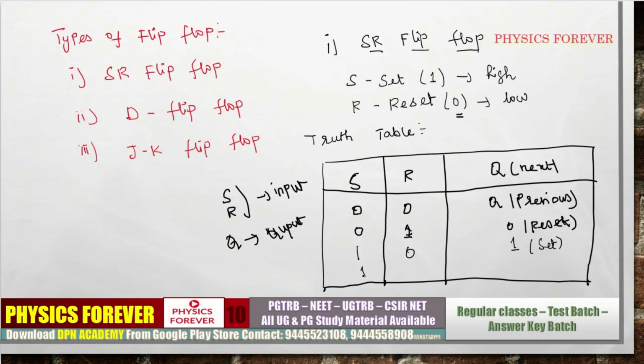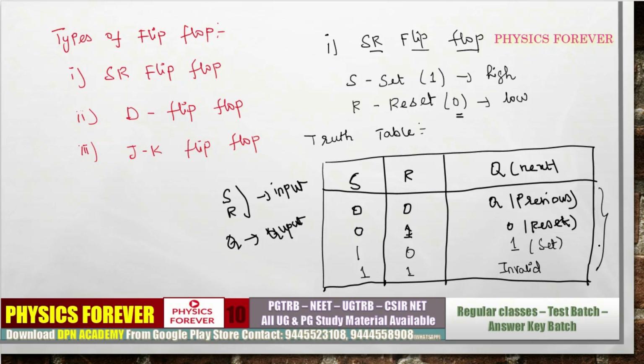If both S and R inputs of the flip-flop are 1, then the output is invalid. This is the most important way to remember while studying the SR flip-flop. There should be 4 cases.